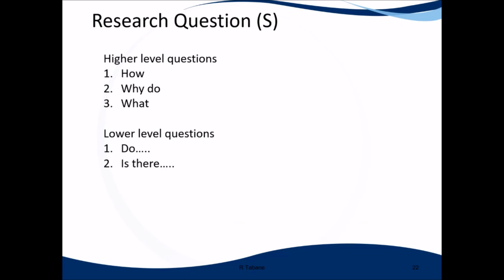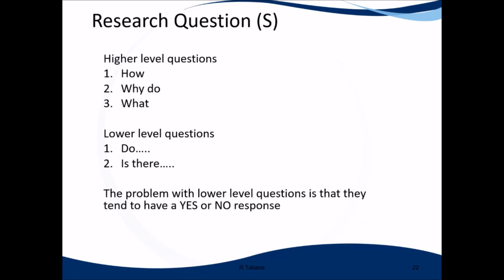In research, we don't ask low level questions, like "do" or "is there." The reason is they already have an answer, yes or no. Remember, research is about researching, re-looking, searching. We search. So if you ask a question that has a yes or no, where is the searching? Because the answer is already given.